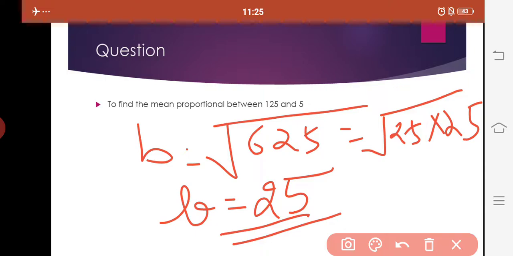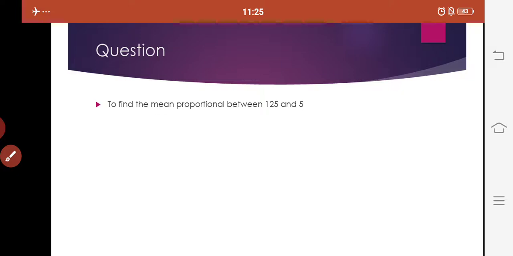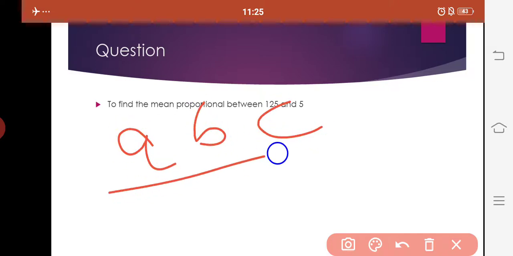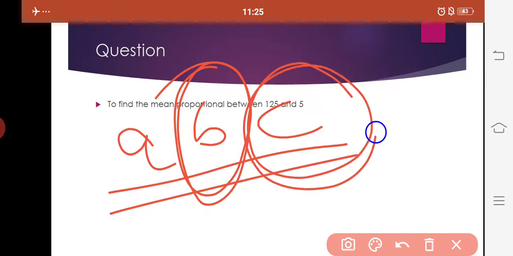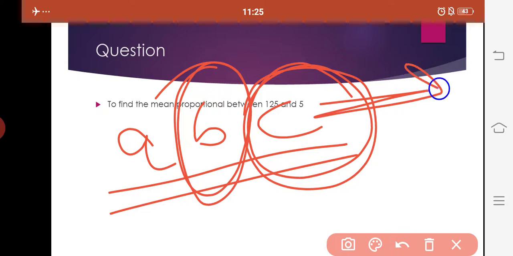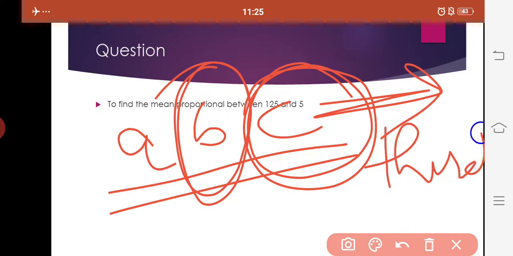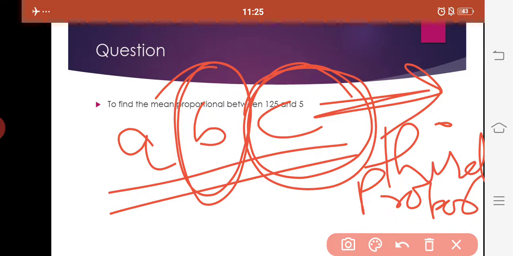Let us discuss one more term, that is third proportional. If the terms are in continued proportion, then we have A, B and C as the three numbers. Here B is the mean proportional. If it is asked to calculate mean proportional, then you are asked to calculate B. And if it is asking to calculate third proportional, then C will be the third proportional. So we will find the value of C.